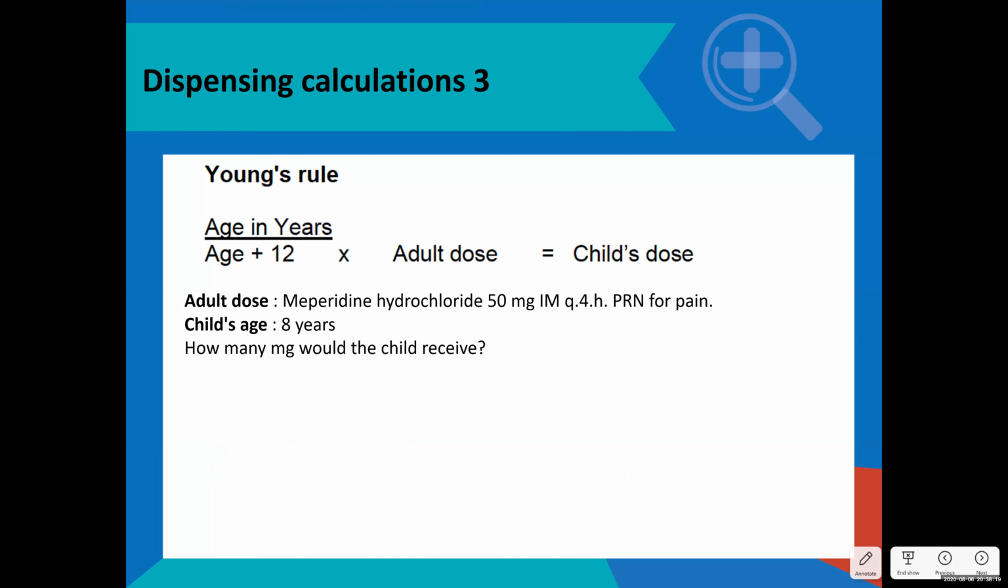Okay. Why am I having the same thing twice? Might have missed a slide here.